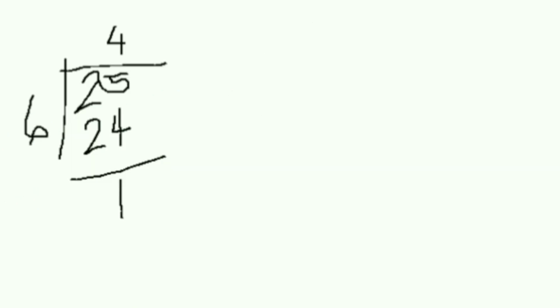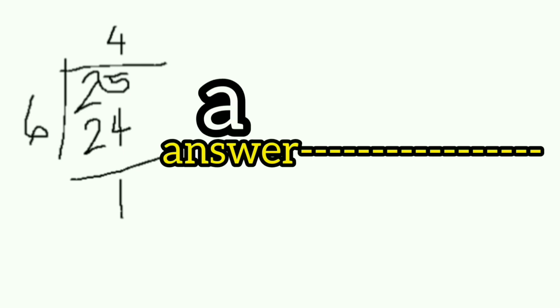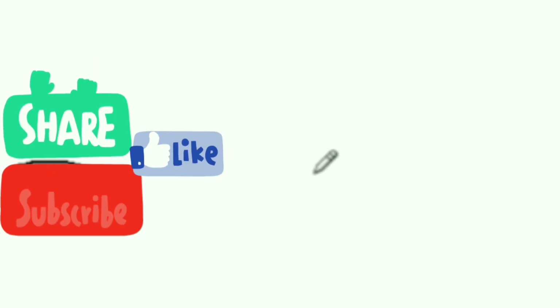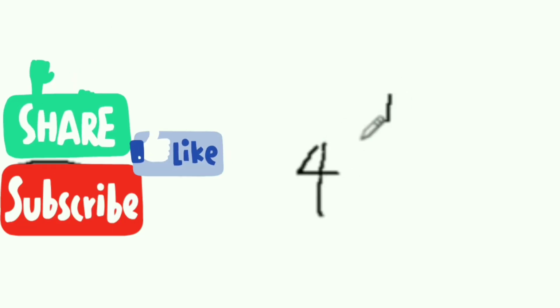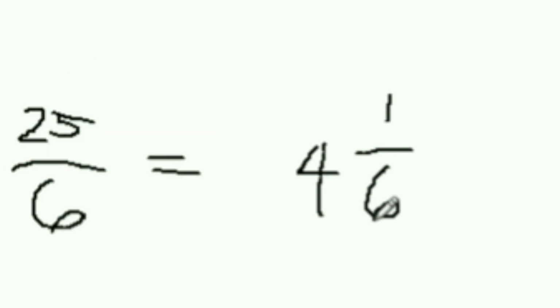Para maging mixed number ang ating sagot, meron akong ginawang formula. Ito yung ARD: Answer, remainder, and denominator. So our answer is 4 1/6. So ganito mag-derive from improper fractions to mixed numbers. Answer, remainder, and denominator. Ayan, I hope marami kang natutunan at marami kang napulot sa pinag-aralan natin on how to multiply simple fractions and mixed numbers.